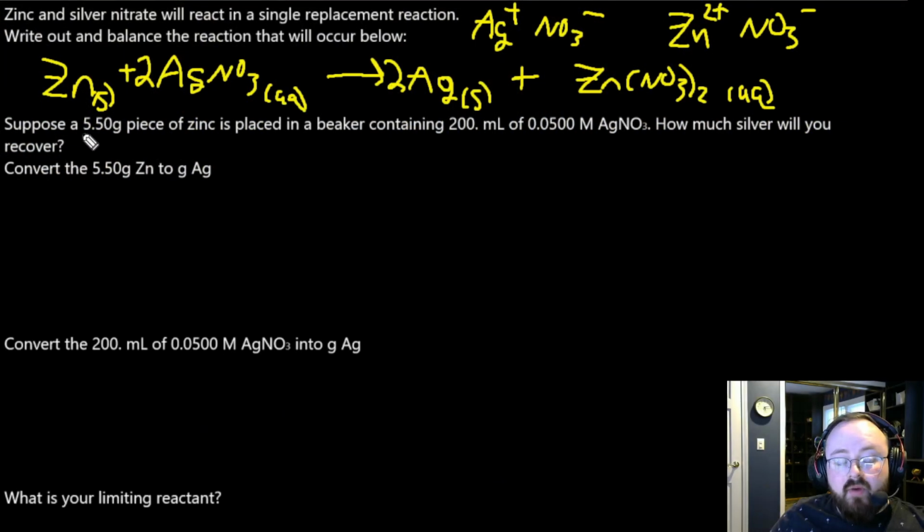Alright, we have a 5.50 gram piece of zinc that is placed in a beaker with 200 milliliters of 0.05000 molar silver nitrate. This reaction will go. How much silver should you get? We have to first figure out what our limiting reactant is. Are we going to run out of zinc, or are we going to run out of our silver nitrate? So we have to do 2 stoichiometric conversions here. And now that we've set this up, this is a very similar example to ones that we have previously done.